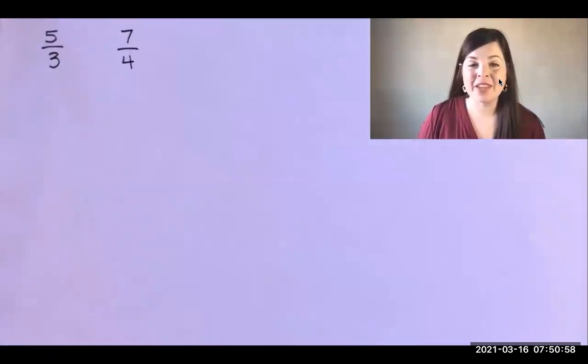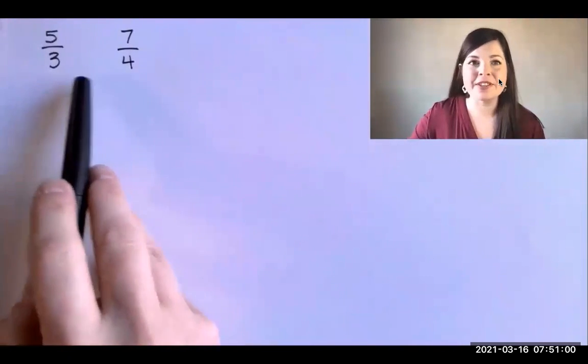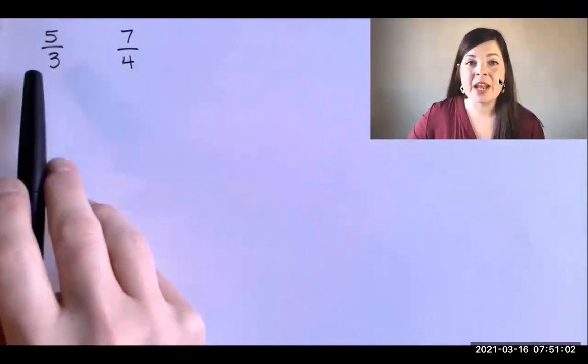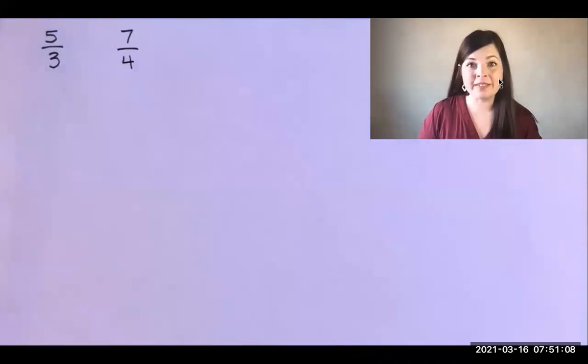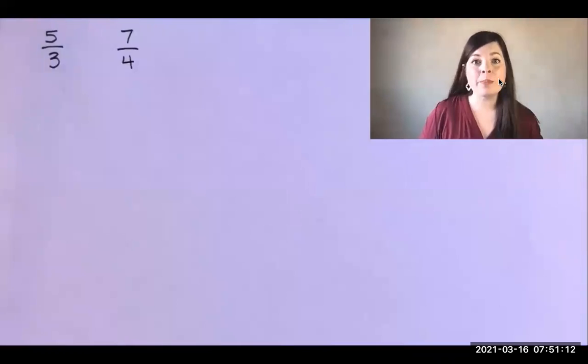Let's try another one. Let's compare 5/3 and 7/4. Now, both of these fractions are greater than 1. So to make it easier to compare them, we can pull out 1. Let's draw a number bond for each of these fractions where one part is 1 whole and the other part is the fractional part that's left.